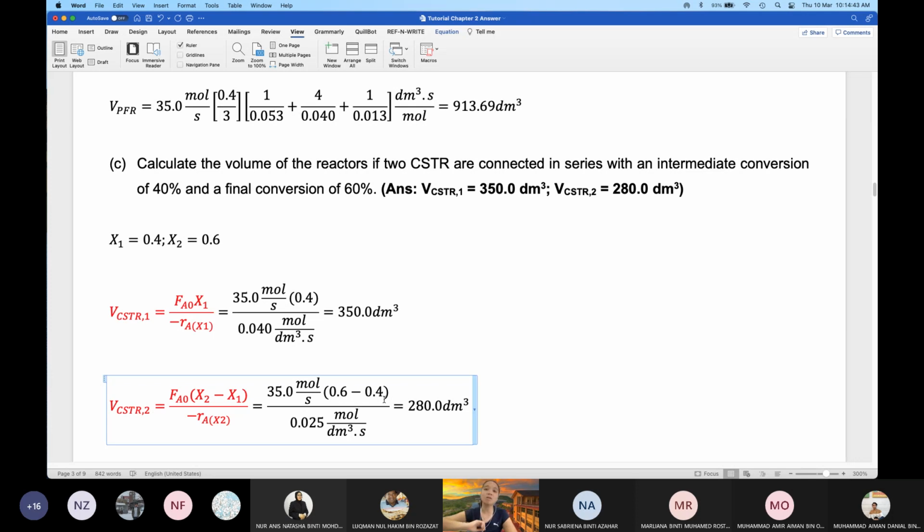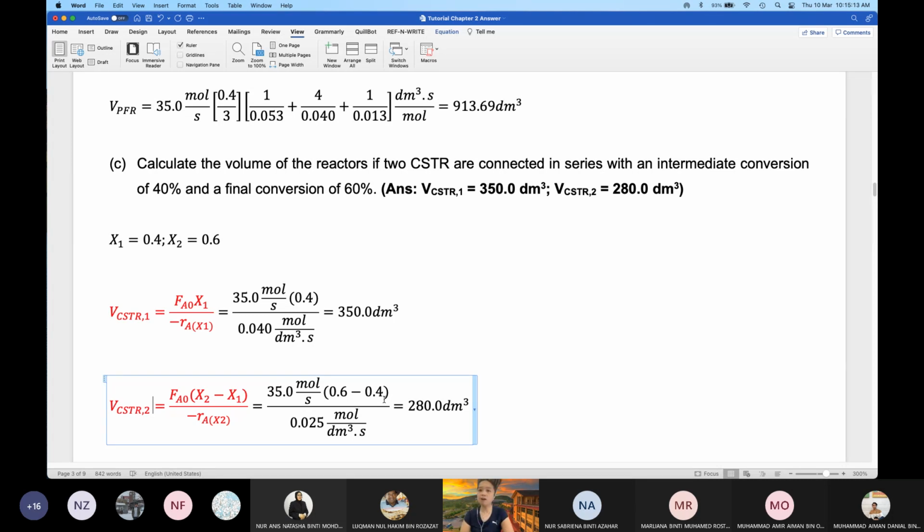So as I told you, if you get confused whether it is X1 minus X2 or X2 minus X1: if you do X1 minus X2, you definitely get a negative value. You know the volume of a reactor, the volume of a vessel, can never be negative. So you know something is wrong, and you just switch it to X2 minus X1.